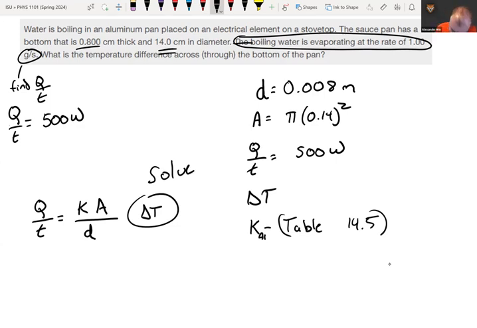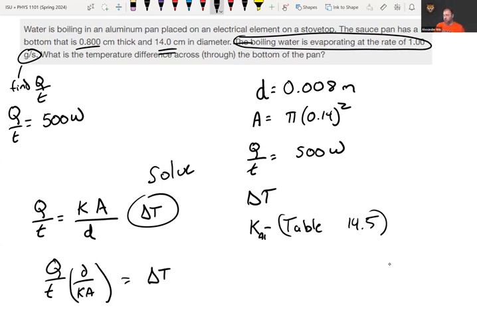I could just do that real quickly. That's going to give you Q over T times D over KA, because Q over T is kind of one quantity right now. And then that's equal to delta T.